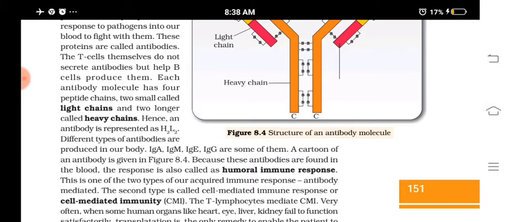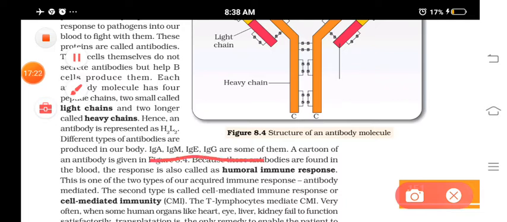And there are a number of different kinds of antibodies in our body, like what? IgA, IgM, IgE, IgG, like this. There are different kinds of antibodies. They are concerned with different functions. So there are a number of antibodies in our body.